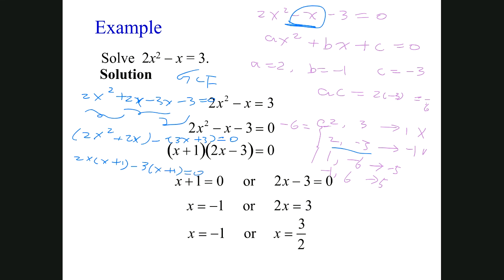Now they have a common factor of x plus 1, and we have 2x minus 3 left, equal to 0. So we got the same factors as the previous method. This is called the grouping method, also called the AC method. You multiply A and C together, and then you get this. And of course, you make each parenthesis equal to 0 and then solve for x.